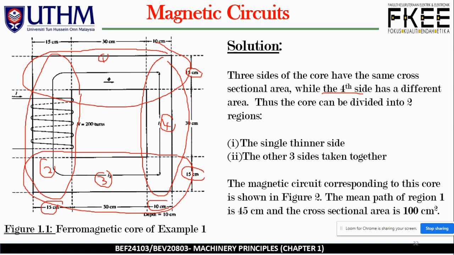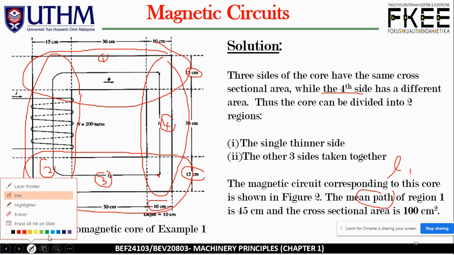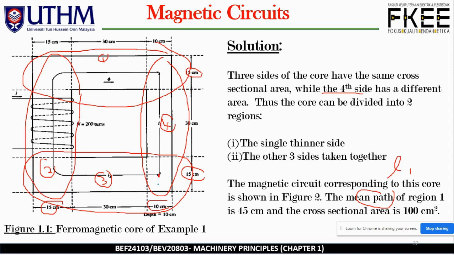So we are going to calculate the mean path length here. The mean path length L of leg 1, or leg number 4. Basically we start from the middle. Let me change the color into a blue color. So we start with the middle here and here. Along this line is 30 centimeter.